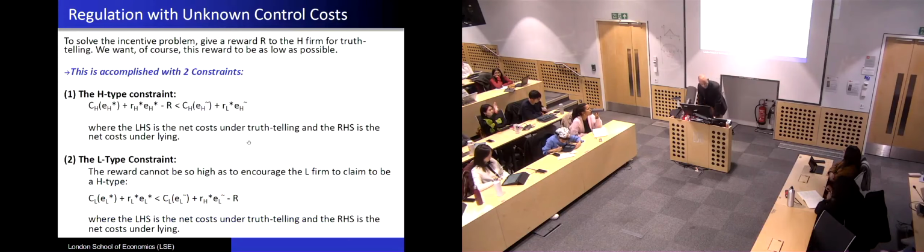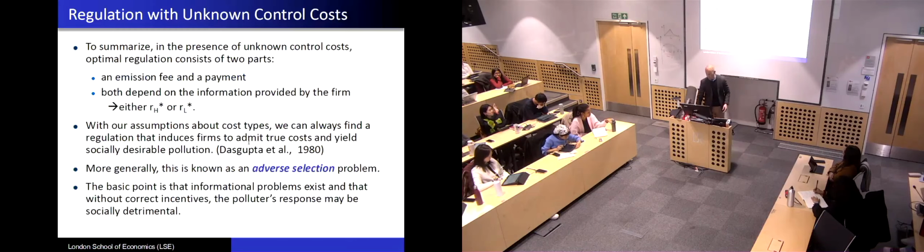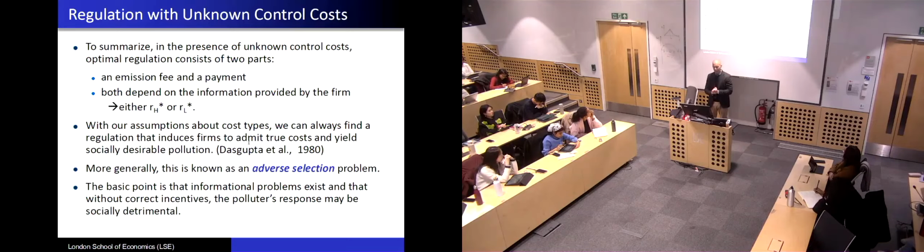Okay, so this is all very good, and it potentially can work, but it's based on some assumptions, as you probably already figured out. It's based on assumptions about the cost type, and if all the stars align, we can always find a regulation that induces firms to admit true costs and yields socially desirable pollution. There is a paper that I reference that makes this case. I'm not going to go into that at all; you can read the paper if you want. It's not examinable or anything.